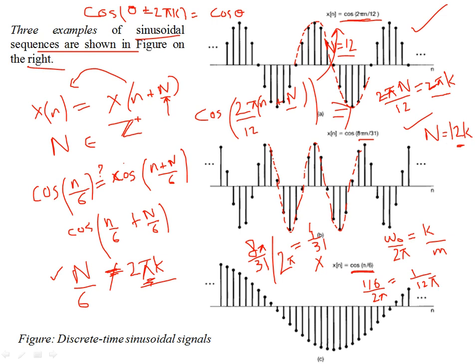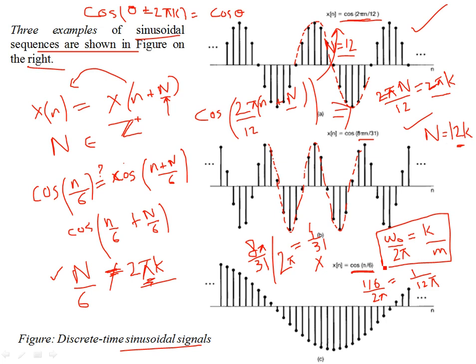So you see, in discrete time sinusoidal signals, unlike continuous time sinusoidal signals or continuous time complex exponential signals, the discrete time sinusoidal signals or discrete time complex exponential sequences are not always periodic. This condition must be satisfied for discrete time sinusoids to be periodic: the ratio of their digital frequency with 2 pi should be a ratio of two integers, or a rational number.